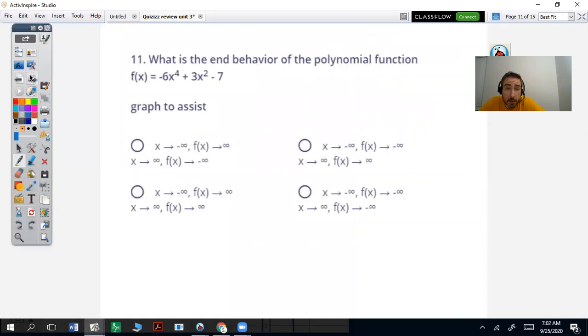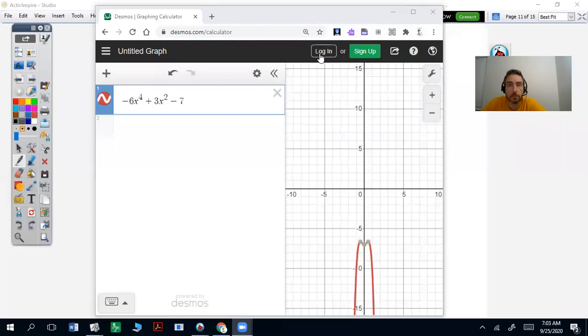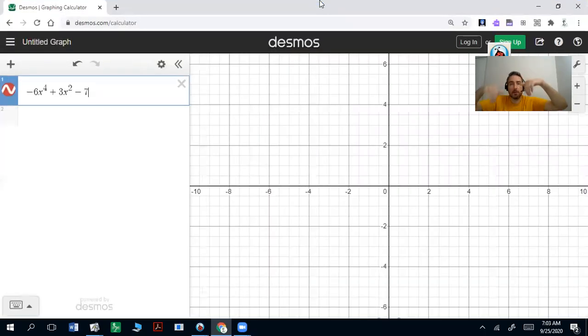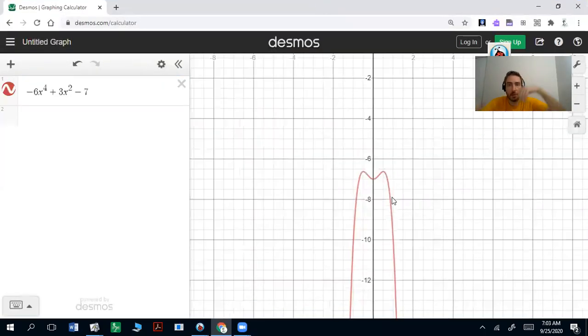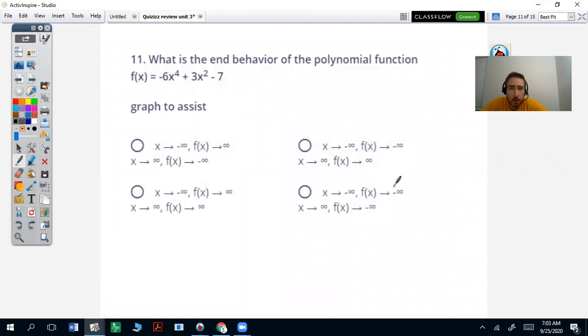All right, what's the end behavior? Let's graph it again. This graph opens down on the left and the right side. So it's going to have negative infinity for both your y's. So it's going to be that one.